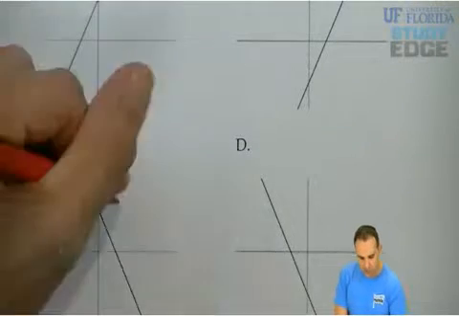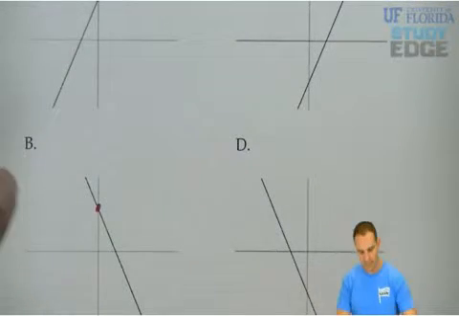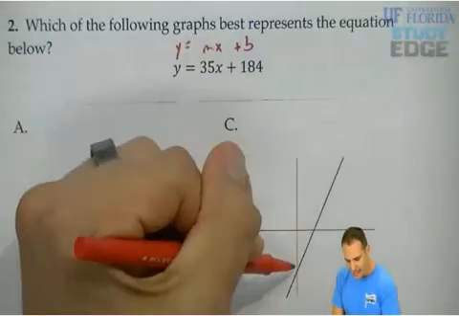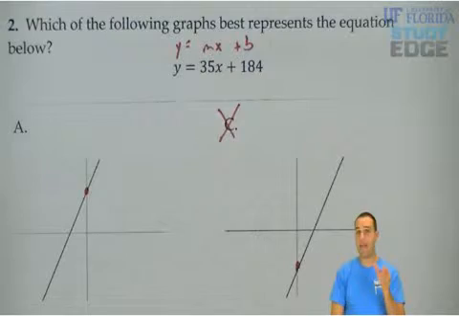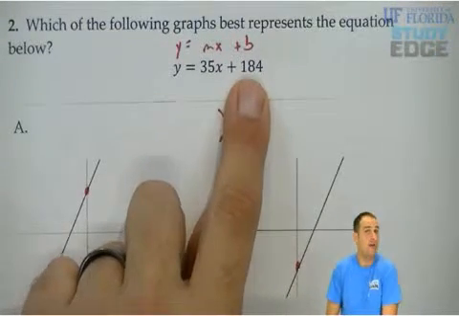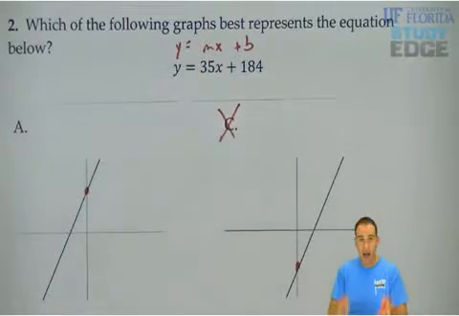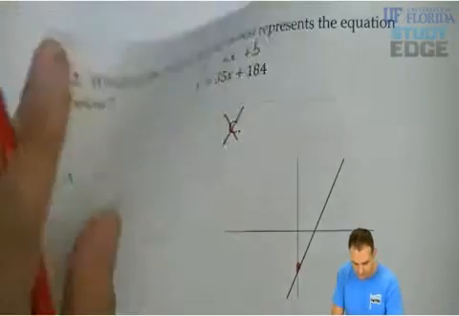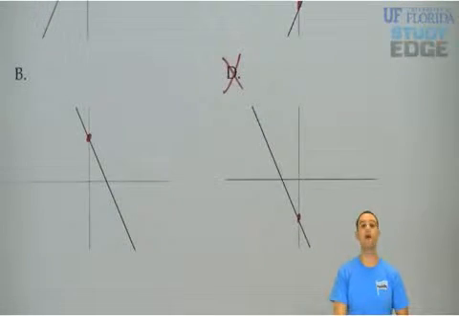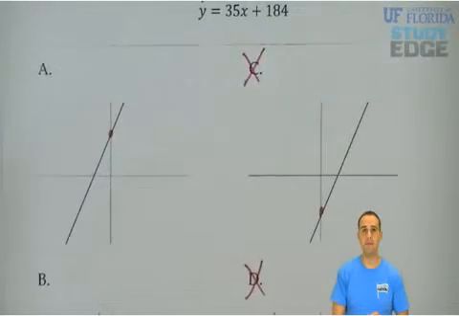Answer choice B also has a positive y-intercept. It's above the origin. But answer choice C has a negative y-intercept, so that can't be the answer. It has to be a positive y-intercept, positive 184, but it has to be positive nonetheless. And D has a negative y-intercept, so D is out. So we know we're between A and B.